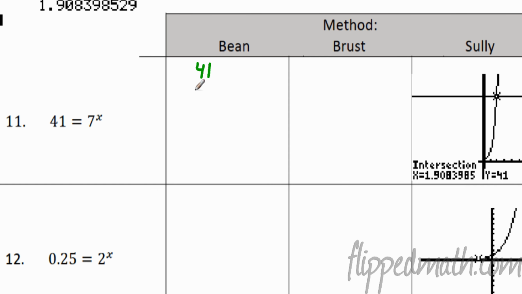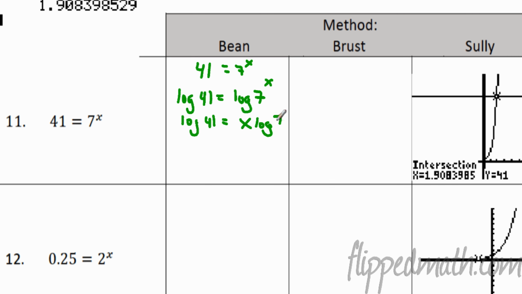It's 100% not true. But the Bean-Brush-Selly method, Bean's method, you take the log of both sides. To take the log of both sides means that's going to keep it equal. So we're going to have the log of 41 equal to the log of 7 to the x power. Remember that x can come down front. So the log of 41 equals x times the log of 7. Now we can divide both sides by the log of 7, and so x is going to equal the log of 41 divided by the log of 7, and that's going to give you your answer, which up here you can see is 1.908. So that's Bean's way of doing it.